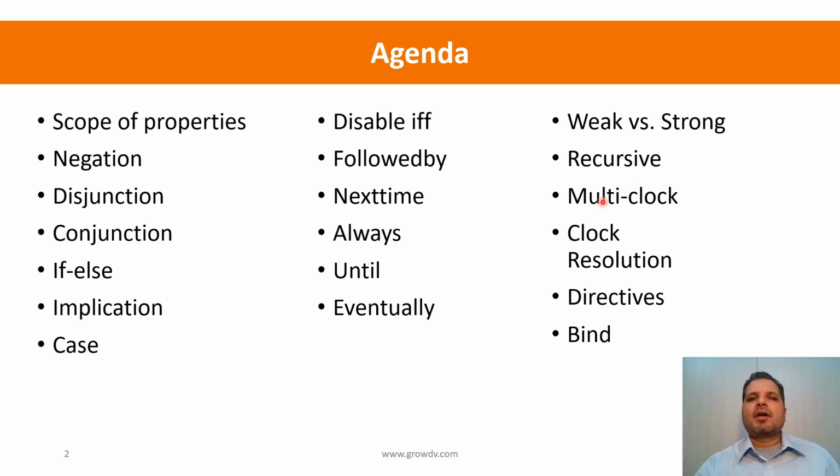Then so far we have looked at single clock examples, how you can use multiple clocks. We'll look at that. Then clock resolution, because the clock or the sampling event is one of the important parts of the properties. Okay, and then there are various ways it can be specified, and so how does it resolve when you use different ways. We will briefly look into it. And then directives, we have been using assert, and we have looked at some examples of cover as well. We'll look into a little bit more detail, and then we'll wrap it up by looking at the bind construct. So this is what we will cover in this session.